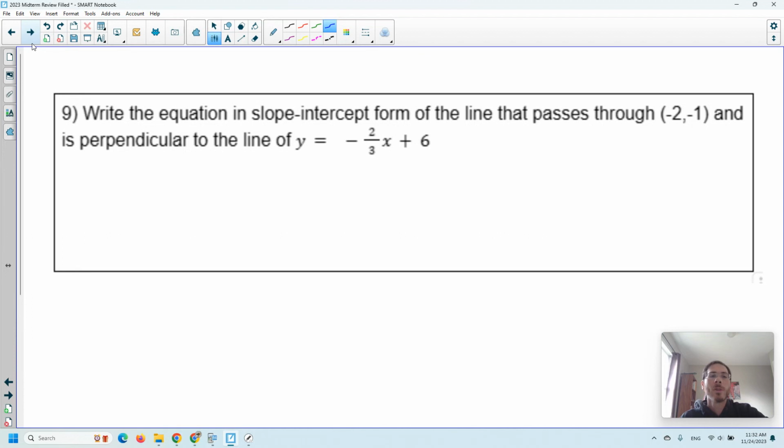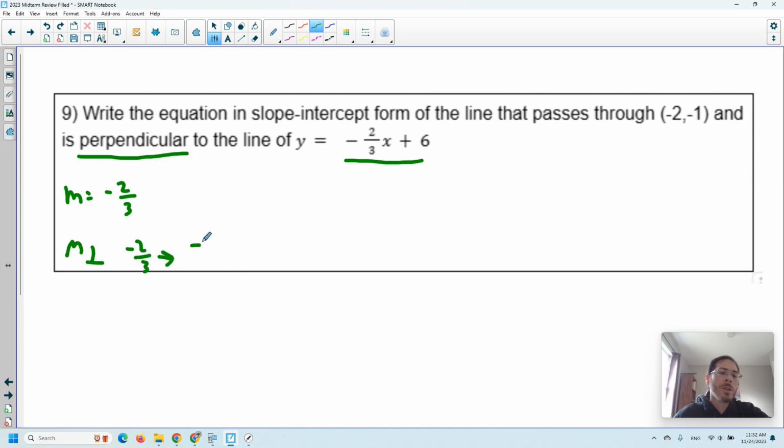All right. For number 9, write the equation in slope-intercept form of a line that passes through 2, -1, and is perpendicular to the line of y equals -2/3 x plus 6. So we see we got perpendicular to this line. So the current slope is -2/3. So the perpendicular slope means we're going to take -2/3 and we're going to flip it, and then we're going to switch the sign. So that's what we do to get our perpendicular slope. So we've got 3 halves. All right, so we know that that's the new slope.